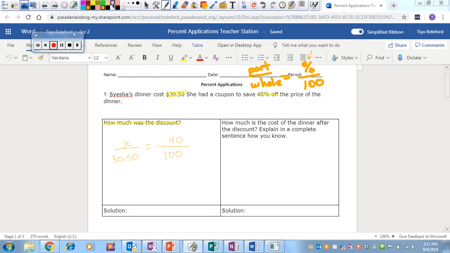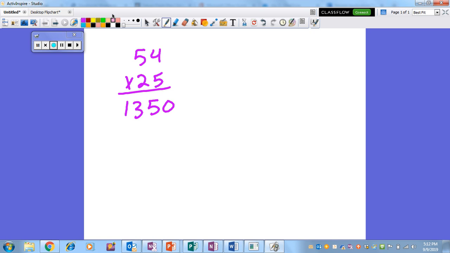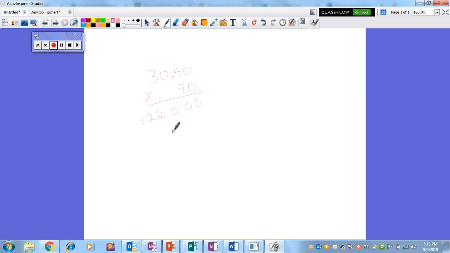So once you get your proportion set up, you can solve. So you have 100 times x and $30.50 times 40. That is something you're going to do on your scratch paper. I don't want to see it. And I don't want you to copy me because I might be wrong.